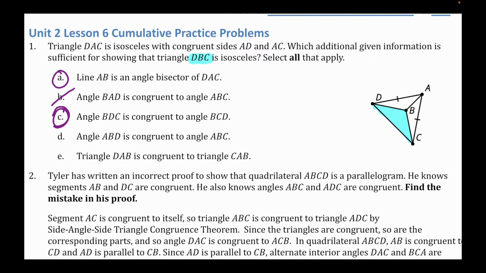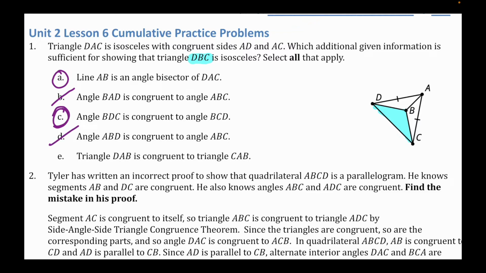Option D says angle ABD is congruent to angle ABC. That's saying this angle and this one, and then we would have a side. That's actually SSA and not SAS, so we can't use it, because SSA is not enough to prove that something is congruent. So not going to use that one.